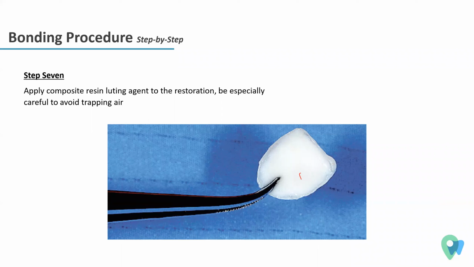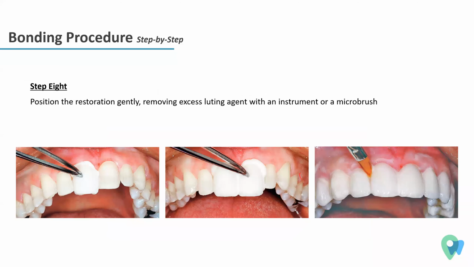Step 7. Apply composite resin luting agent to the restoration. Be especially careful to avoid trapping air. Step 8. Position the restoration gently, removing excess luting agents with an instrument or a microbrush.